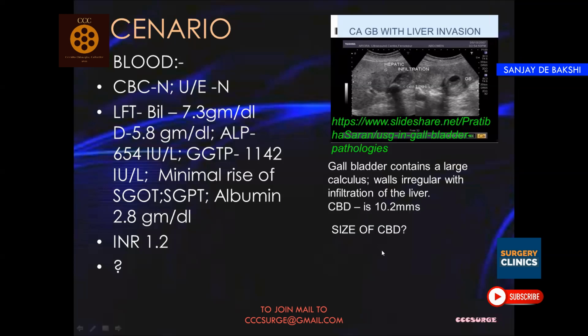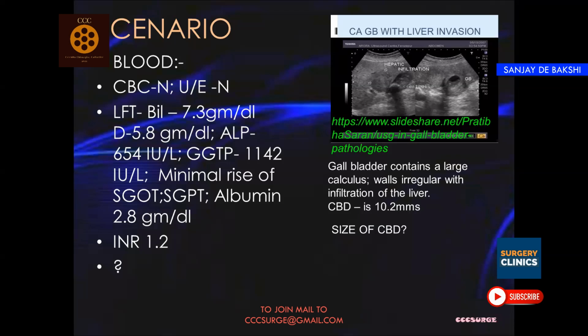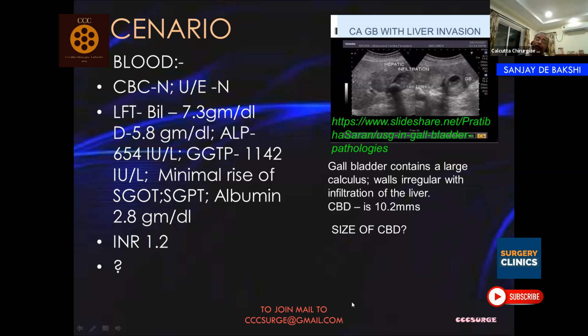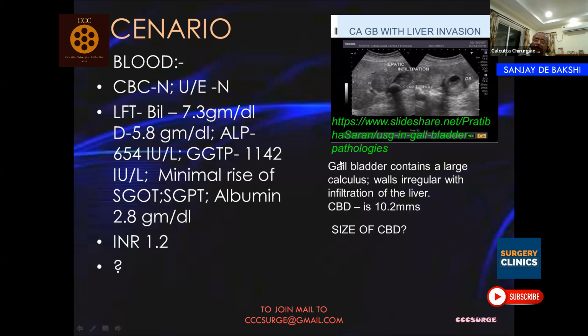What happens if you've had a cholecystectomy? Then also the CBD is dilated, sir. Yes. Up to what would you consider as normal? Some authorities would put it at 10 millimeters if you're about 5 to 10 years post cholecystectomy. But this patient has the gallbladder, has a large calculus, and a CBD of 10.2.